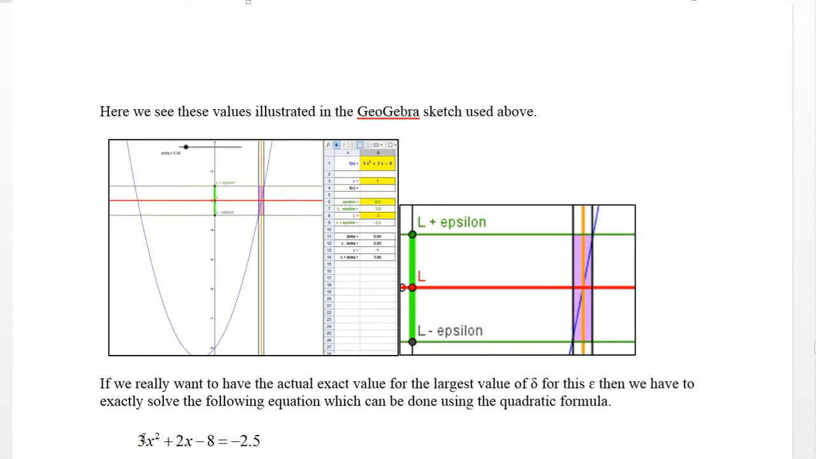What we're looking at is taking where f of x, 3x squared plus 2x minus 8, that's the blue graph, touches this green line at the top, that's L plus epsilon, which was -2.5. And so we're solving that equation.